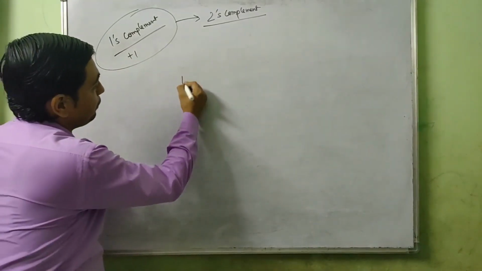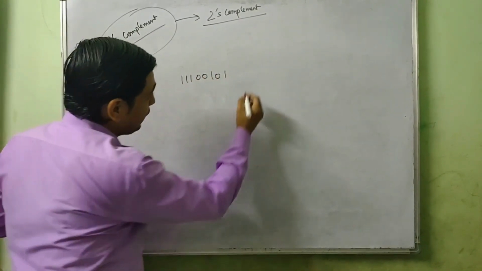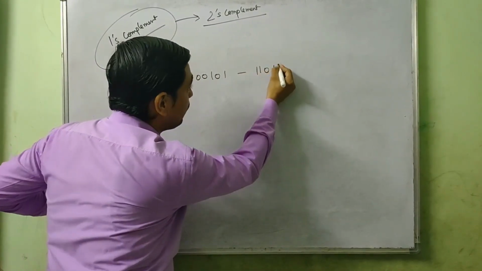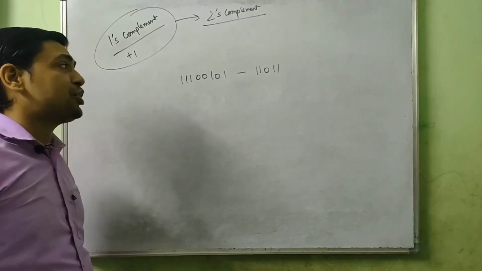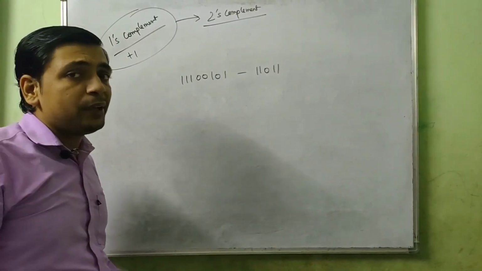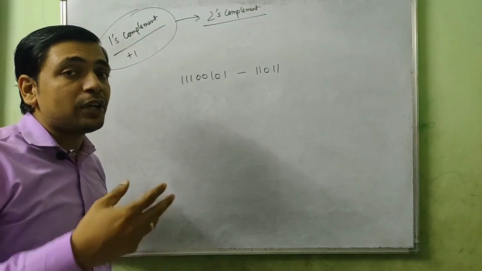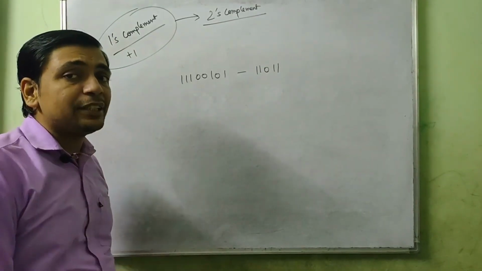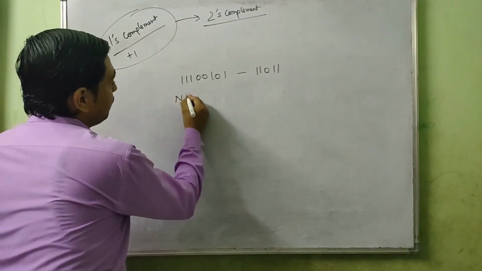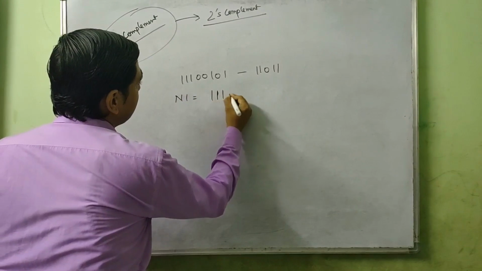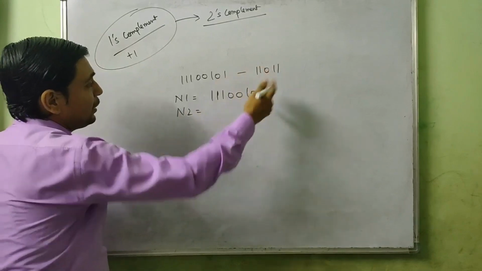Suppose the number is 111000101 minus 11011. Now the interesting thing is, the way of performing the subtraction is the same whether you are doing 1's complement or 2's complement. The only difference is whether you have to calculate 1's complement or 2's complement. So let's note down the numbers and let's make the number of digits the same. This is the place where students commit mistakes. They don't make the number of digits the same, right?